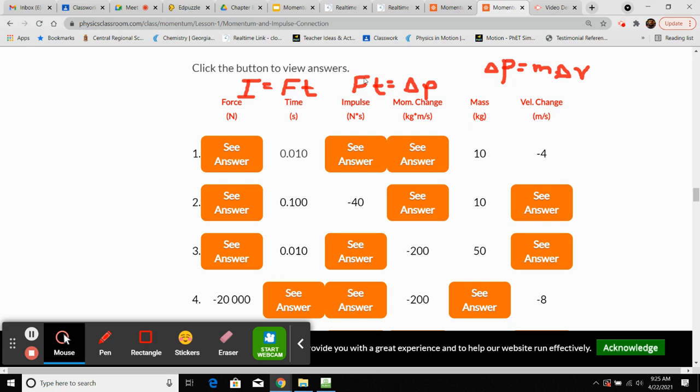Okay, so impulse is a force acting on an object for a certain period of time in order to change the momentum. And a change in momentum is caused by changing the speed, depending on that force over a certain period of time.